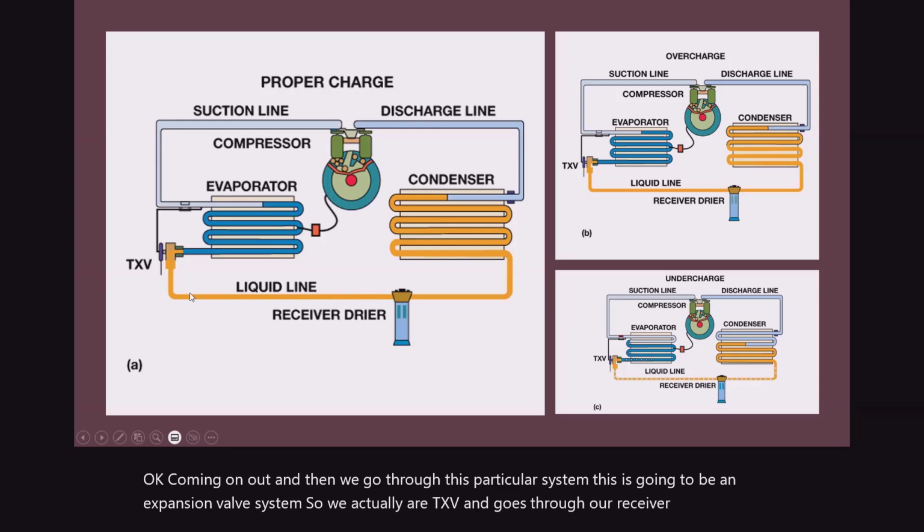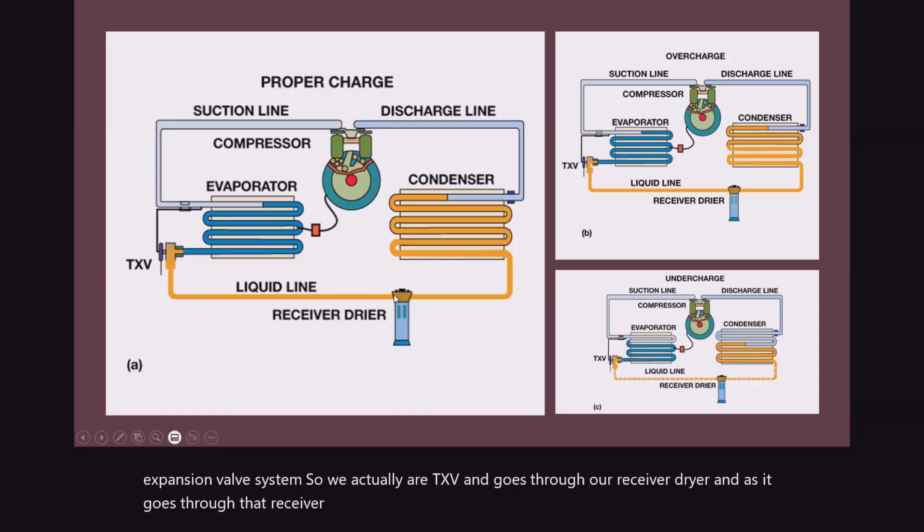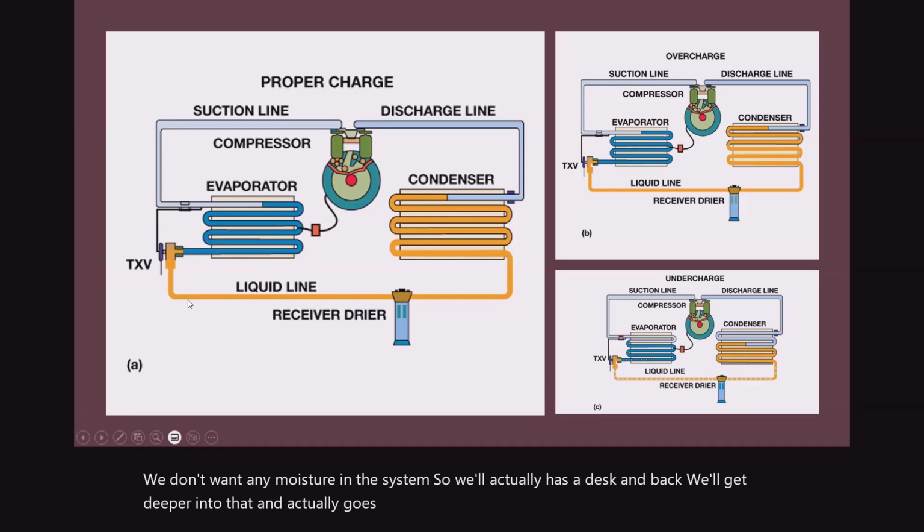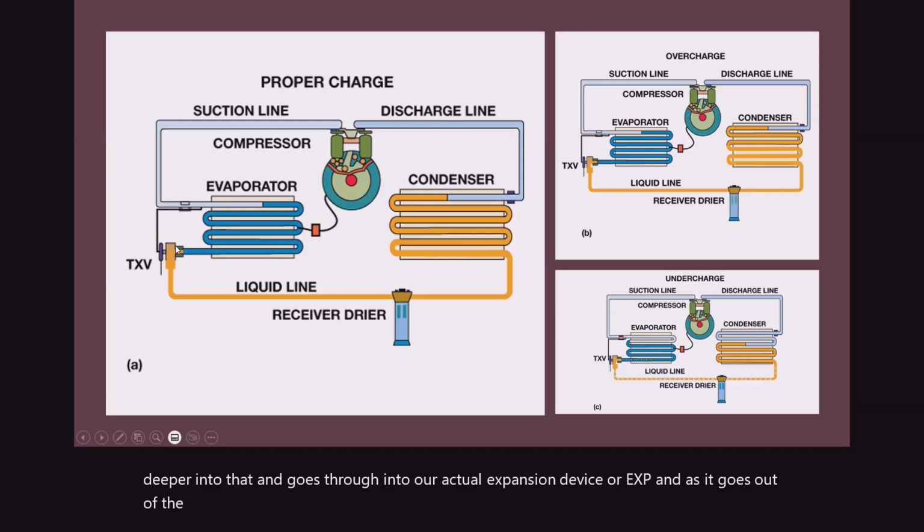And as it goes through that receiver dryer, it kind of helps clean, because we don't want any moisture in the system. So it actually has a condensing bag. We'll get deeper into that, and it goes through into our actual expansion device, or TXV. And as it goes out of the TXV, we change how much refrigerant goes through, and it goes through as a low pressure liquid. That's exactly what I meant to say.